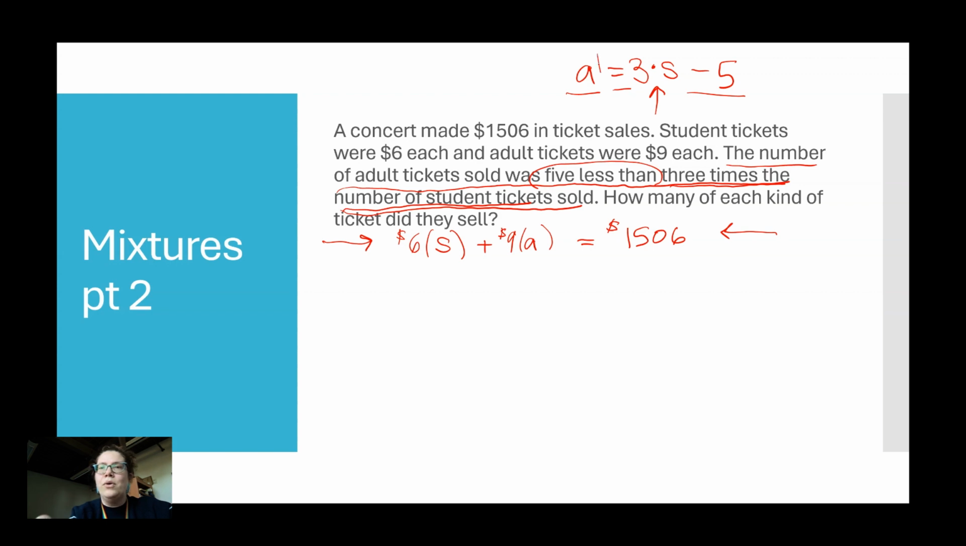I now know, though, that A, my number of adult tickets, is equal to this guy, 3S minus 5. So I'm going to replace the A in this problem with what I know it is also equal to. It's also equal to 3 times S minus 5. And everything else is going to stay the same. All right, let's distribute, let's solve. I've been writing dollar signs to keep in mind that everything's dollars.